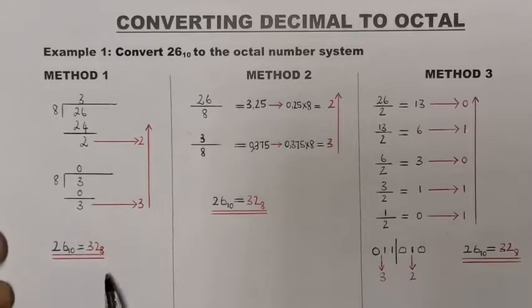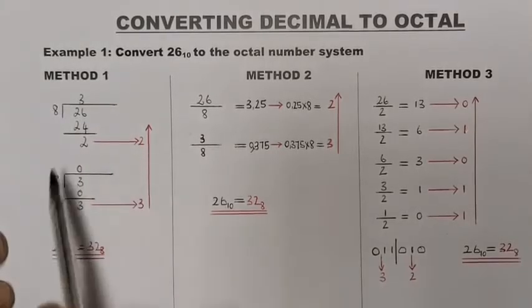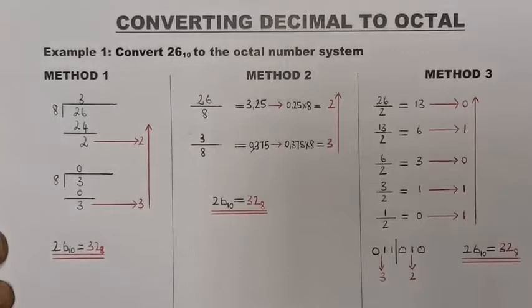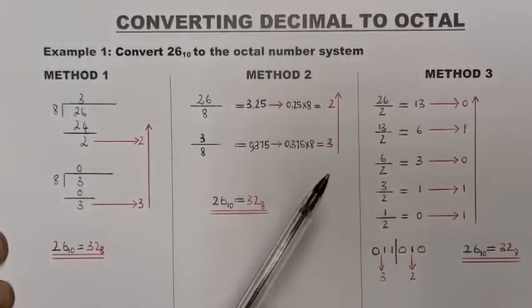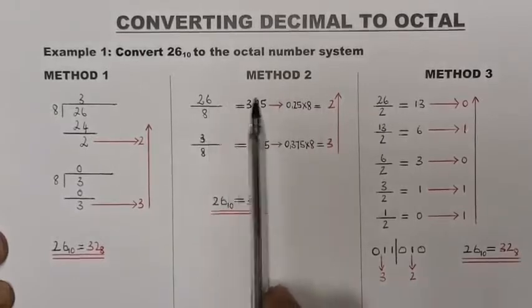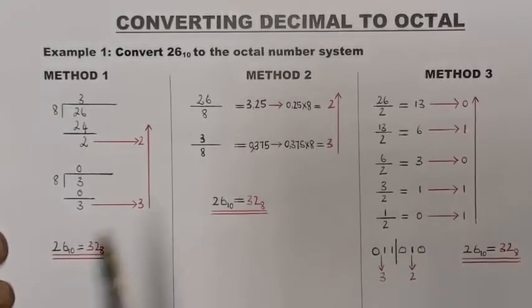The first one is my long division method, then I have my vertical method, and then the horizontal method. Alright, so those are the three methods that I'm going to explain. Let's start with the first one.